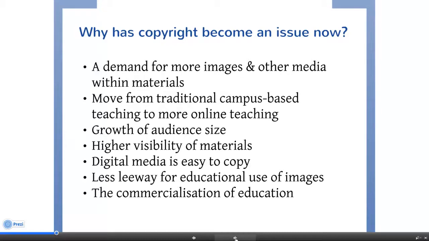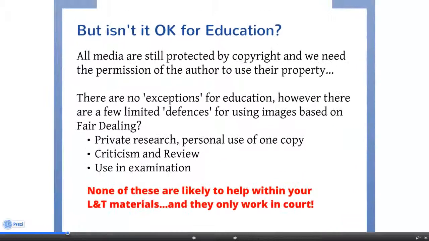There's also been a large movement of commercialization of education, which again has made copyright owners slightly nervous about allowing their materials to be used in education as freely as they have done in the past. But is there a problem if it's being used just for education? Well, there is really. Media is still protected by copyright, and we need the permission of the author to use their property. There are no exceptions as such for education.